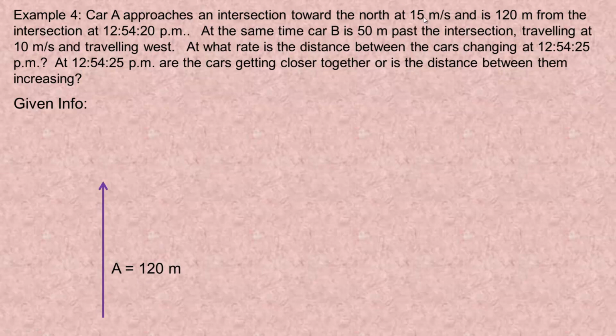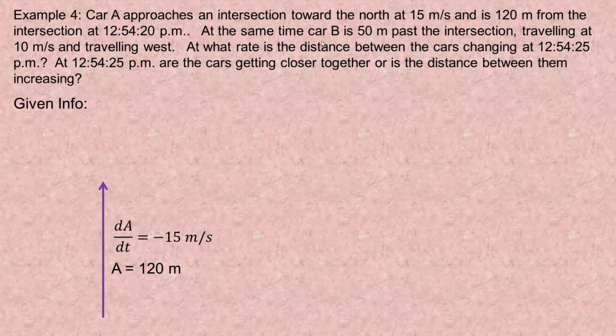So at 15 meters per second, and we're told it's 120 meters from the intersection. So that distance is 120 meters, and it's approaching at 15 meters per second. So that means this distance is getting smaller at a rate of 15 meters per second. So that's why the rate would be negative. So I would call this dA/dt because I'm calling this distance A.